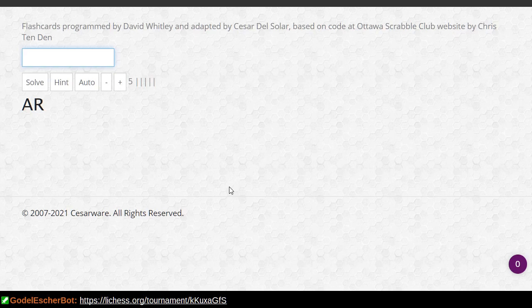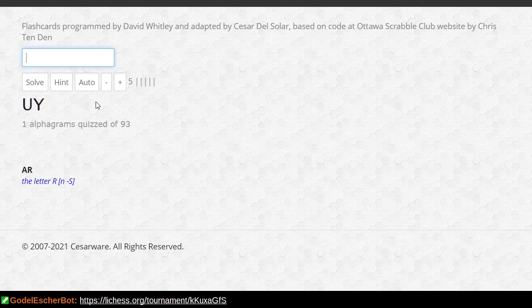How does this work? Wait, really? How is this better? Hint doesn't... I mean, what could hint possibly mean in the context of a two-letter exercise? I'm expecting a traditional flashcard. Sure, why not? Hint. I think it's AR, but yep. So A first. So yeah, I was right. And then we hit AR and space or tab. I guess it's enter, rather. All right, the letter R. So the hint will give you the first letter, I guess. That's kind of cool, maybe.